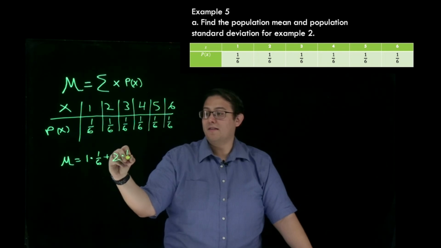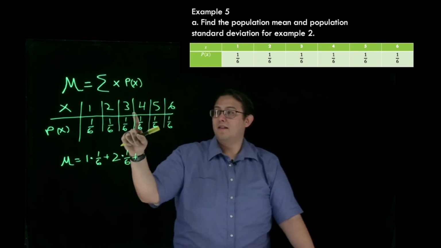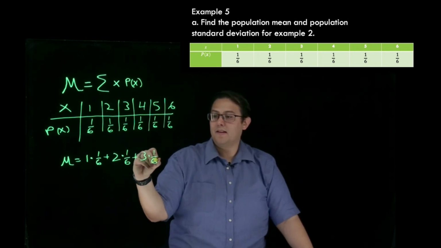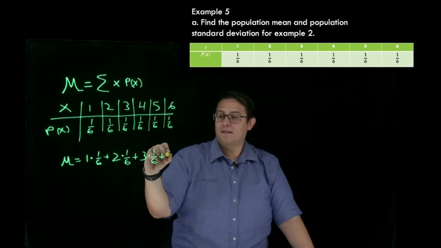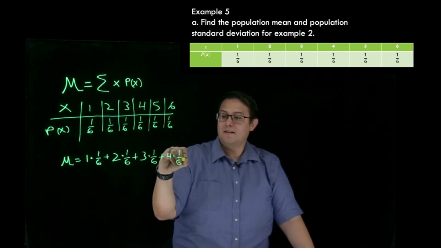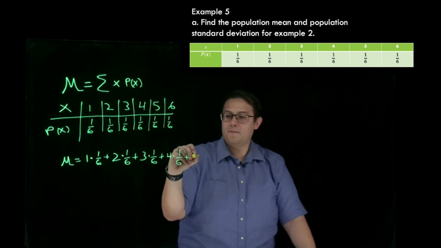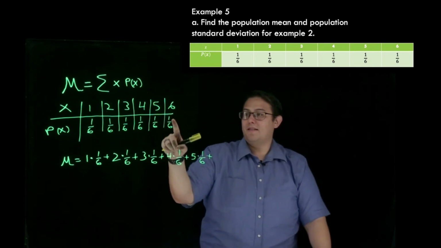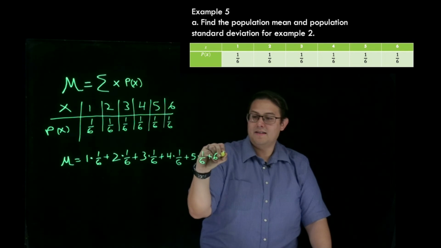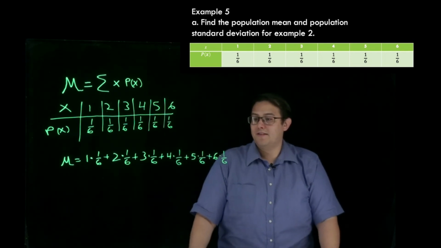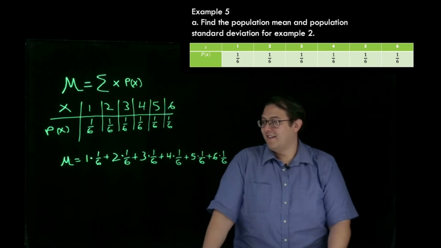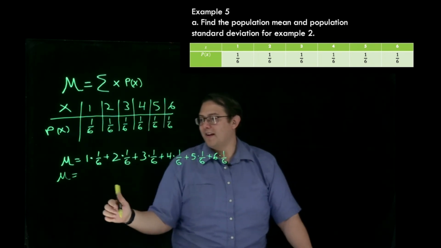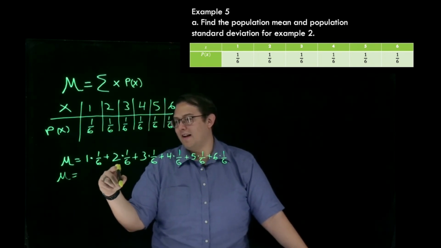2 times 1/6 plus the x value 3 times its probability, 3 times 1/6, plus 4 times 1/6, plus 5 times 1/6, plus 6 times 1/6. All right. So we have that lovely formula to calculate the mean. Okay. So then mu, first we do the multiplication here, order of operation, multiplication before addition.